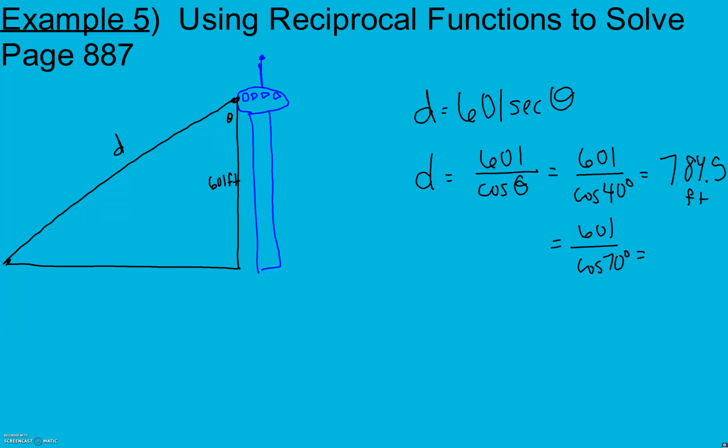For 70, we should get approximately 1757 feet. So the only thing here, guys, that we're really working on is making sure we can switch from secant to cosine. The Goddard problem's the same idea. They just use 553 instead of 601, and then different angles, but same concept.